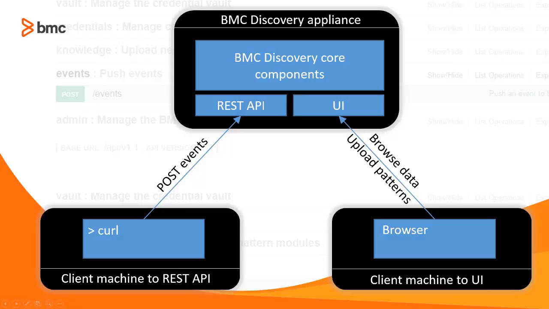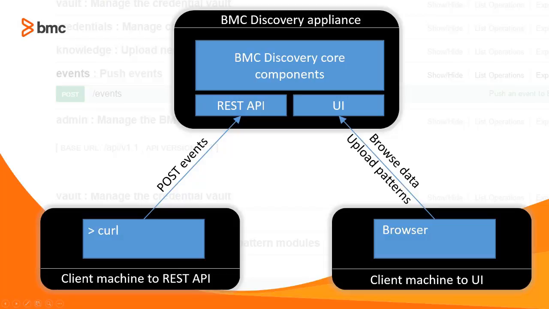You would just connect to the user interface in your browser, or maybe to the REST API if you're writing a client application. And I've highlighted those two components and left everything else as just core components. But I'm pointing out that there is a BMC Discovery appliance, obviously, in this demo. This is a demo appliance I've set up and I've got running.